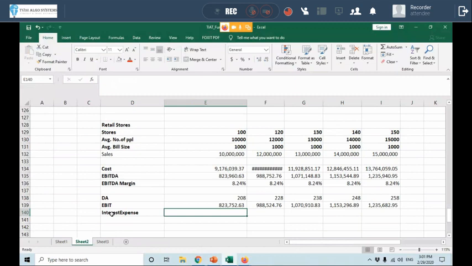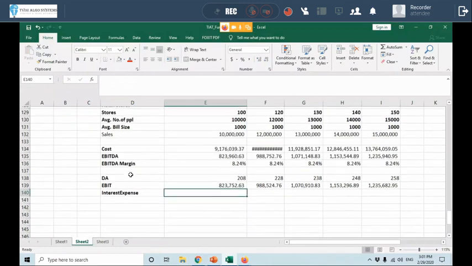Obviously, management always tells whether they will repay their debt, whether they will take new debt from the market. All this is available to the analyst. They ask the people what will be the cost. Based on that, this number will come.